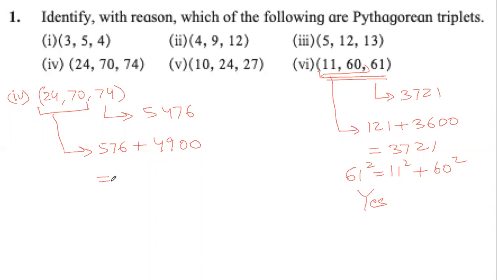Now, when we add these, we get how much? Can you tell me? Help me add these. 4900 and 576 gives 5476. Thank you. So we can say that 74 square equals 24 square plus 70 square. Because they are equal, we will say yes, this is a Pythagorean triplet.